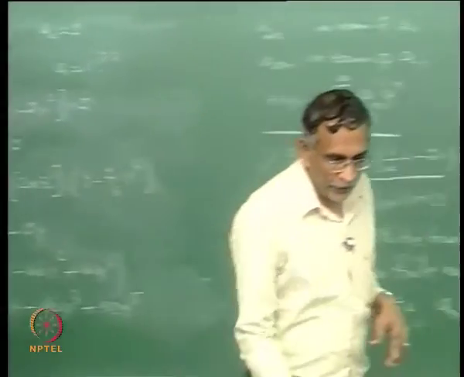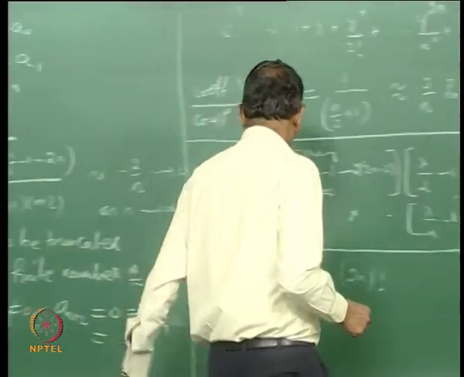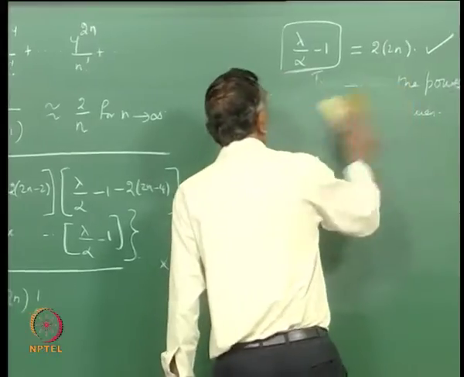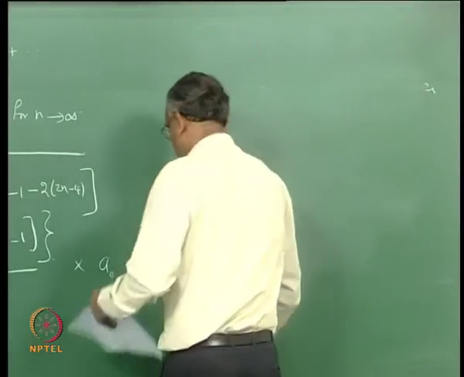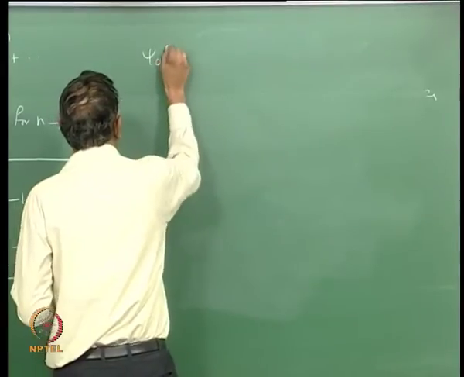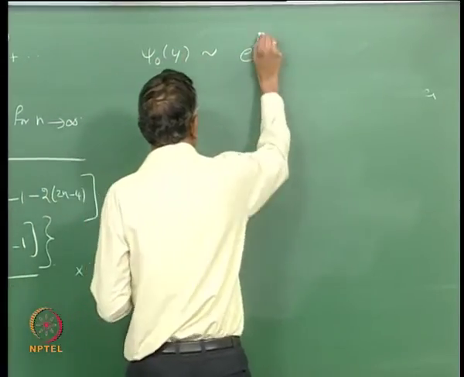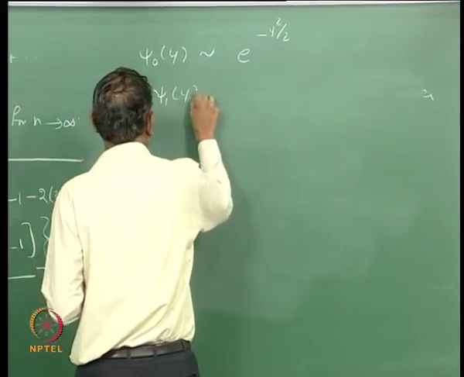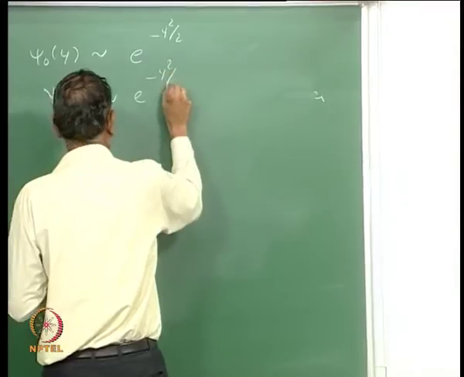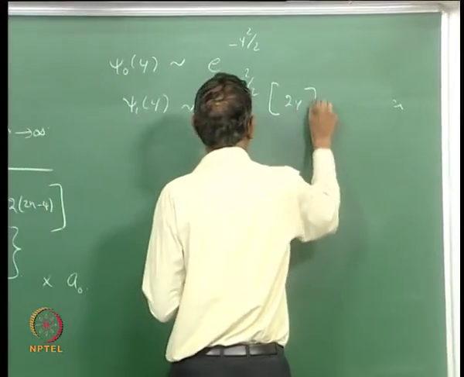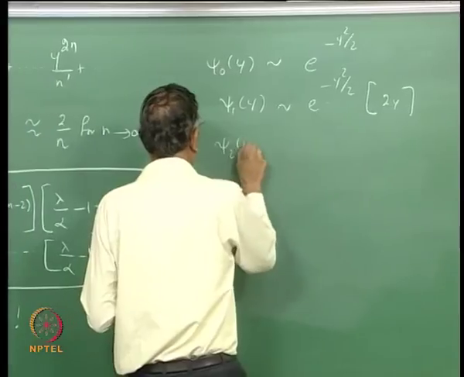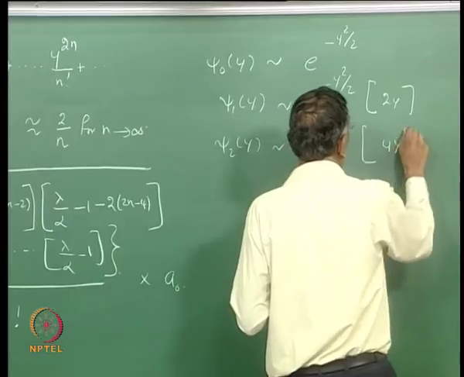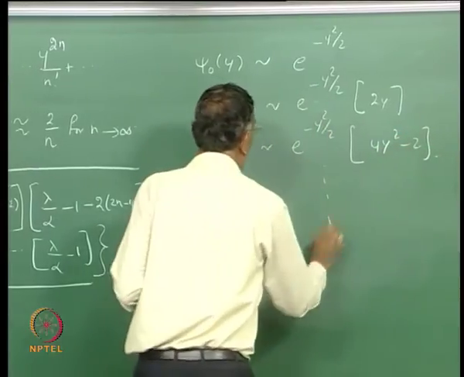So, what is the final result? The final result for the harmonic oscillator wave function is that psi naught of y is e to the minus y square by 2. Psi 1 of y is e to the minus y square by 2 times 2y. Psi 2 of y is e to the minus y square by 2 of whatever we had written already, 4y square minus 2. Now you can see so on.